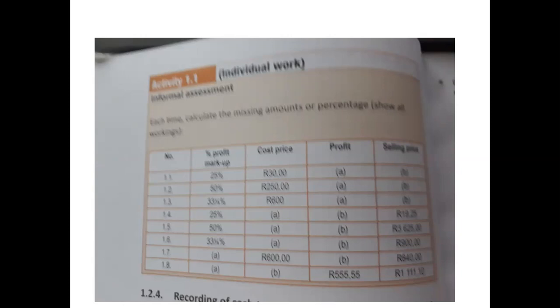You take the cost price of 30 Rand times 100 plus the profit percentage. So it's 100 plus 25%, divided by 100. I'm going to repeat it again. To calculate the selling price, you take the cost price of 30 Rand times 100 plus 25% divided by 100. Okay, I will calculate it now and see what the answer is going to be.